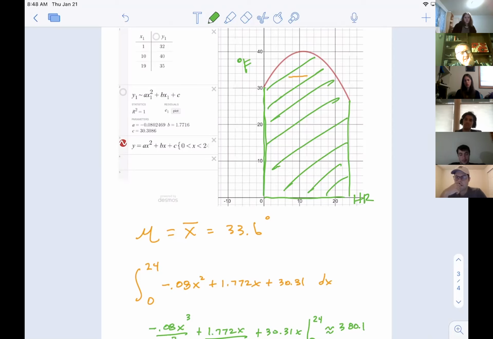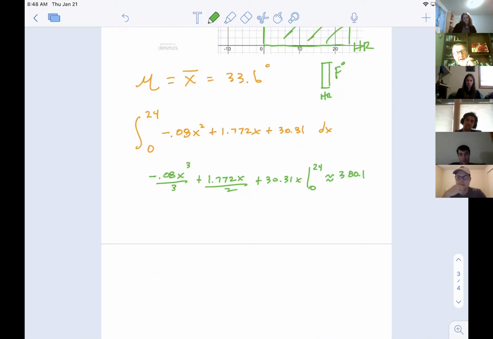It's pretty hard, isn't it? So is it Fahrenheit over hours? Yes. Remember the units. What are you really doing? You're adding a bunch of rectangles. Isn't the height of the rectangle Fahrenheit degrees and the width of the rectangle hours? There's your units. Fahrenheit hours.